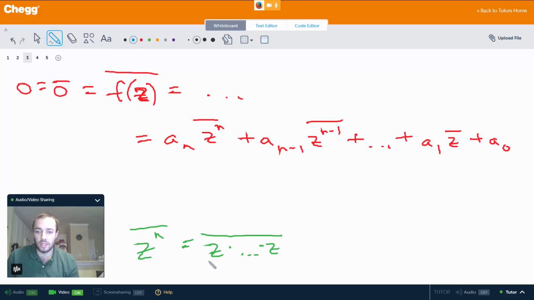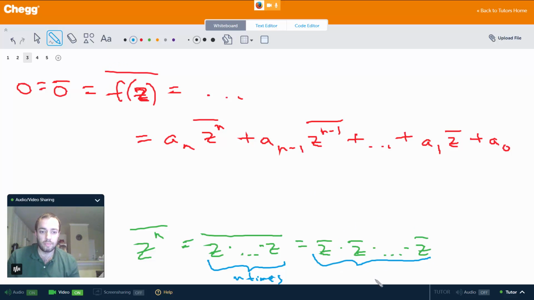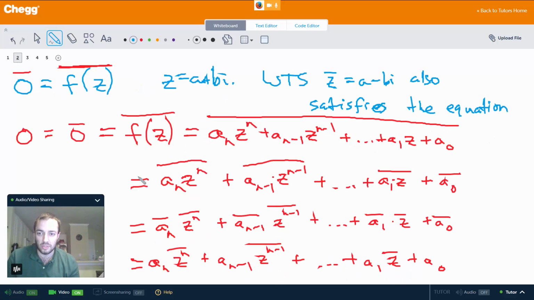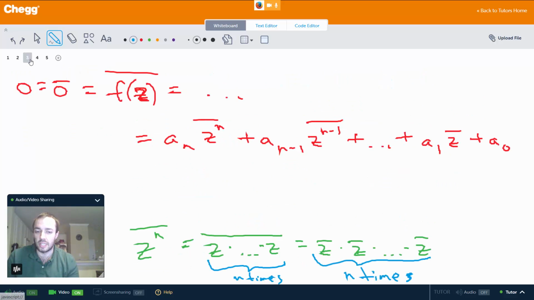So here, we're multiplying z by itself n times. So this is really just the same thing as z bar times dot dot dot times z bar, n times. Because remember, the conjugate of a product is the same thing as the product of the conjugates, which is actually a fact that we already used when we went from this step to this step. Okay, so now we're just going to use it again. So then this can be rewritten as z bar raised to the nth power.